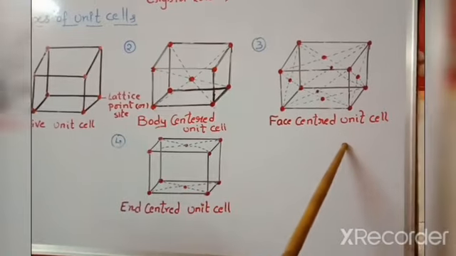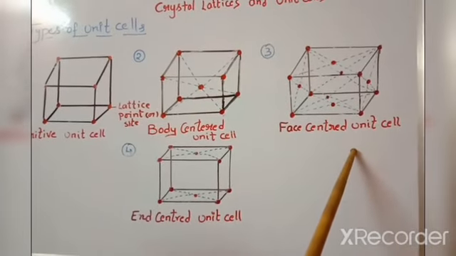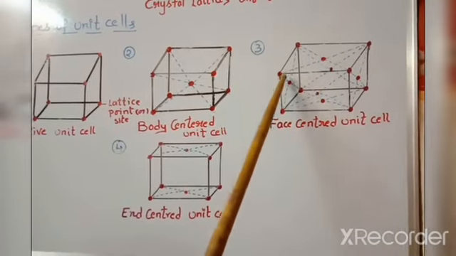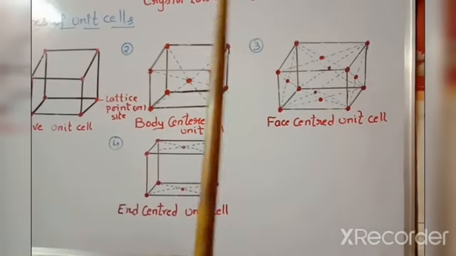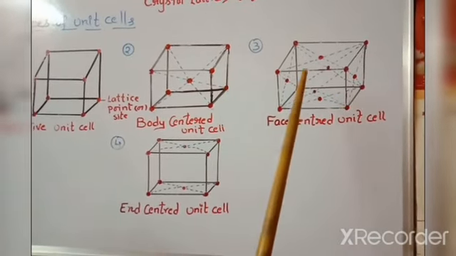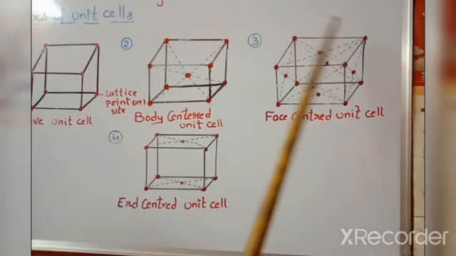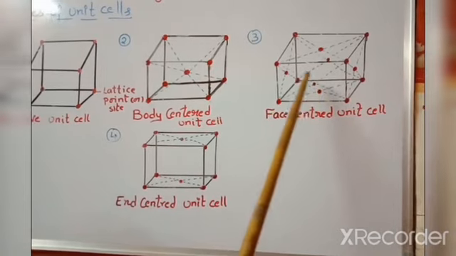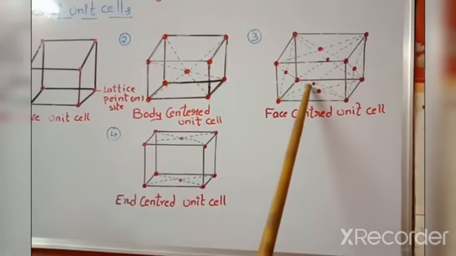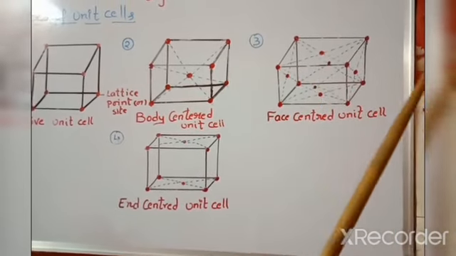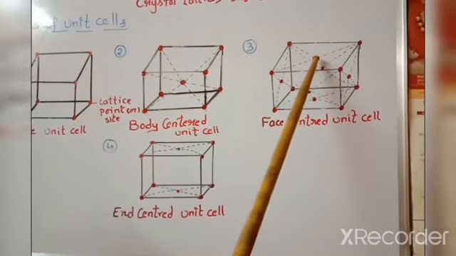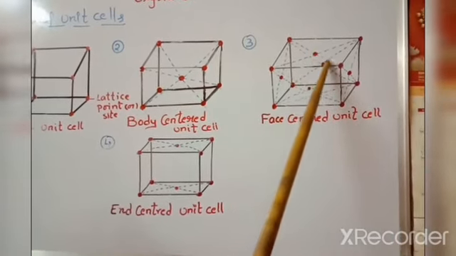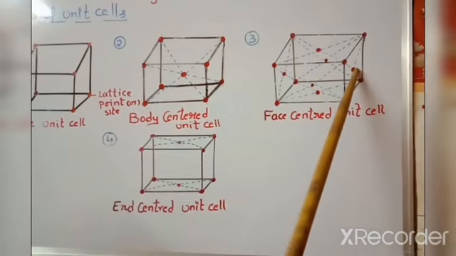And the next is the face centered unit cell. Here there is the front side of the unit cell and the back side of the unit cell. Total 6 faces are there: top, bottom, left, right, front and back. So I have arranged atoms at the center of these faces: 1, 2, 3, 4, 5, 6.